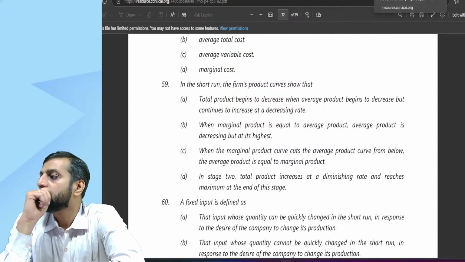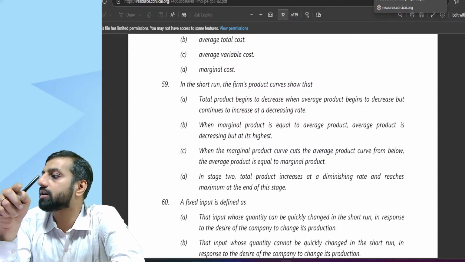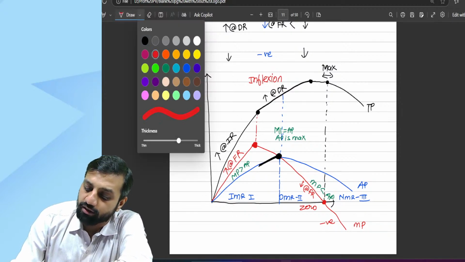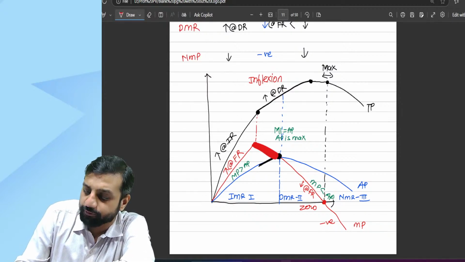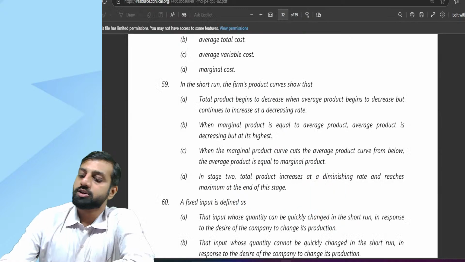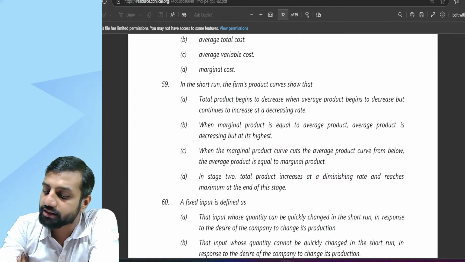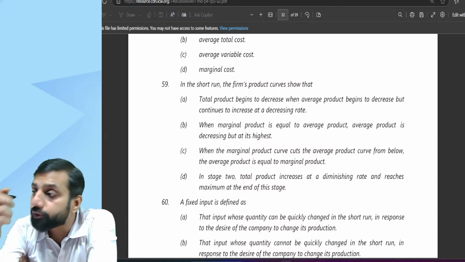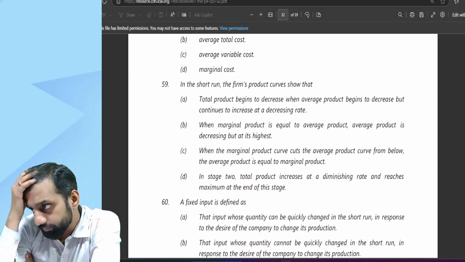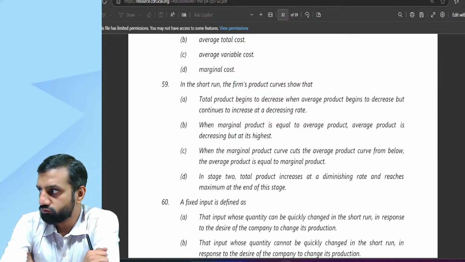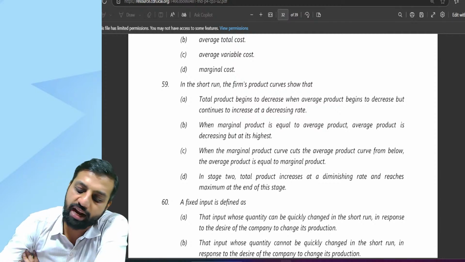No, Surya. When marginal product curve cuts the average product curve from below, check the diagram. Does marginal product curve cut the average product curve from below or from above? So they are saying that when MP cuts the AP curve from below, average product is equal to marginal product, which is wrong. It cuts from above, not from below. Yes or no? So your answer is D.